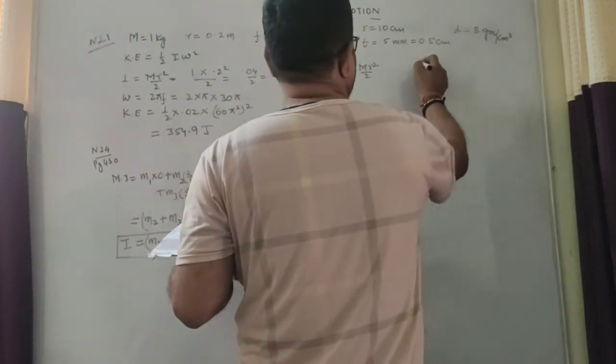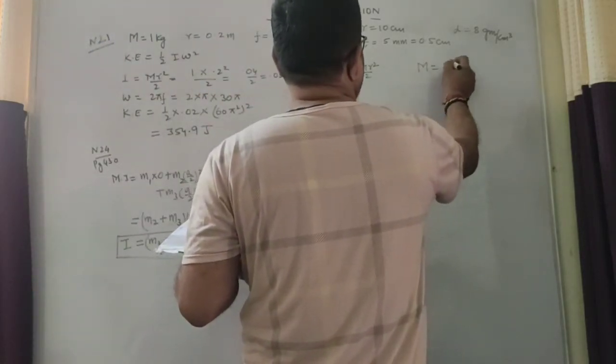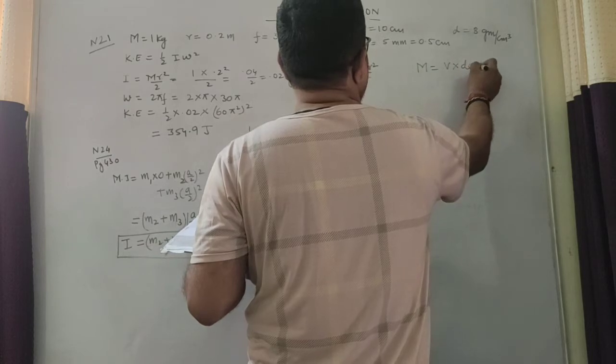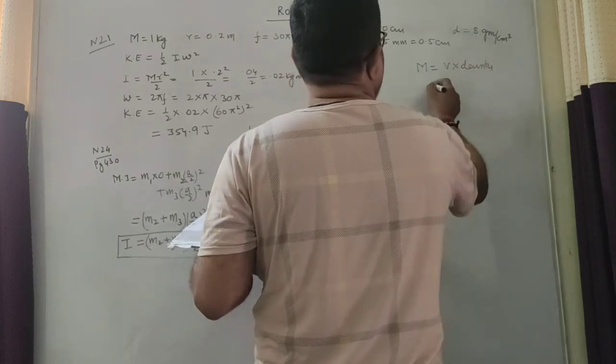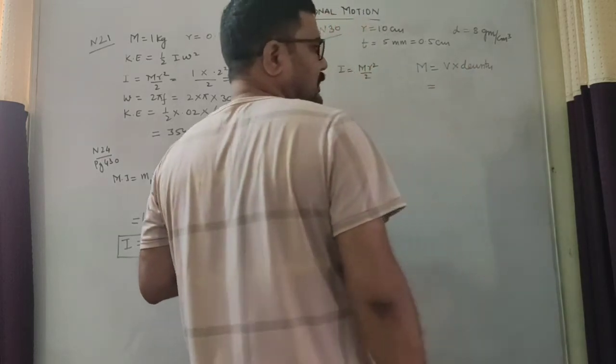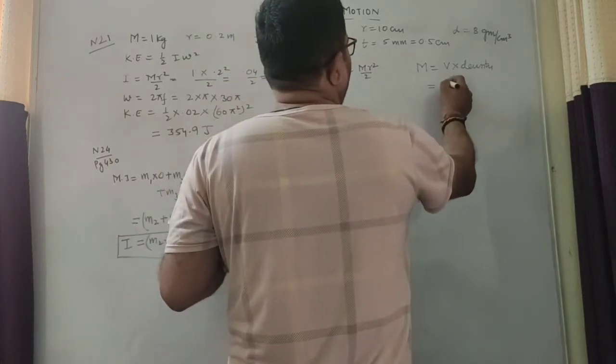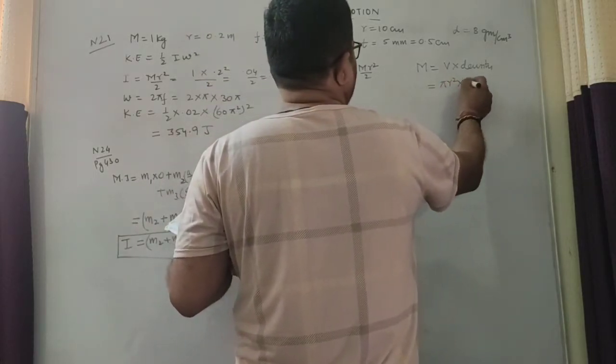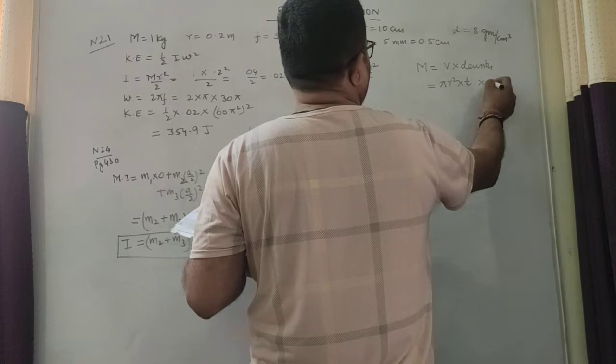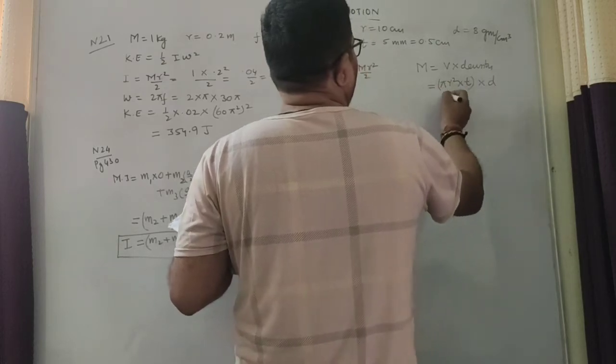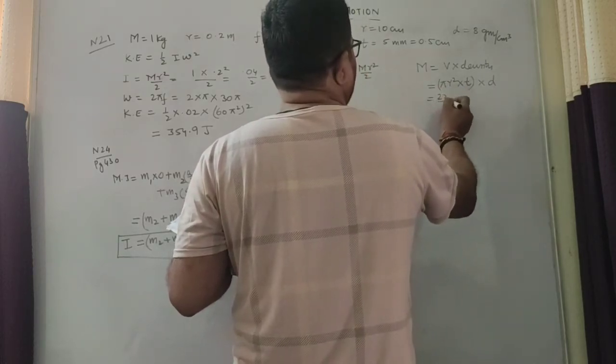But mass is not given. Mass is volume into density. Volume, because it is a circular disc, is pi r square into thickness, into density. Here pi means 22 by 7.